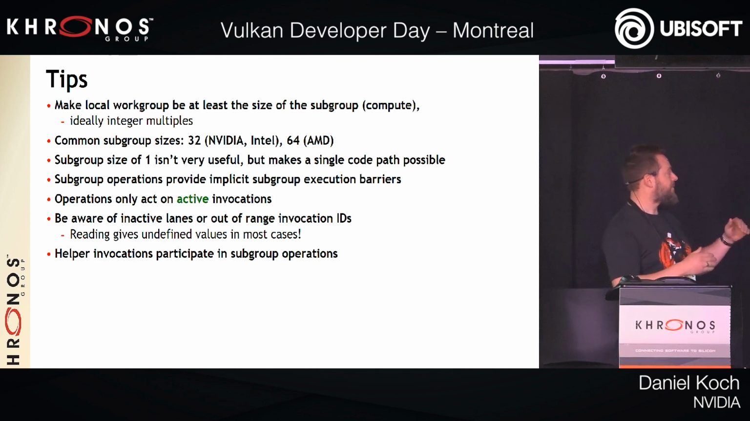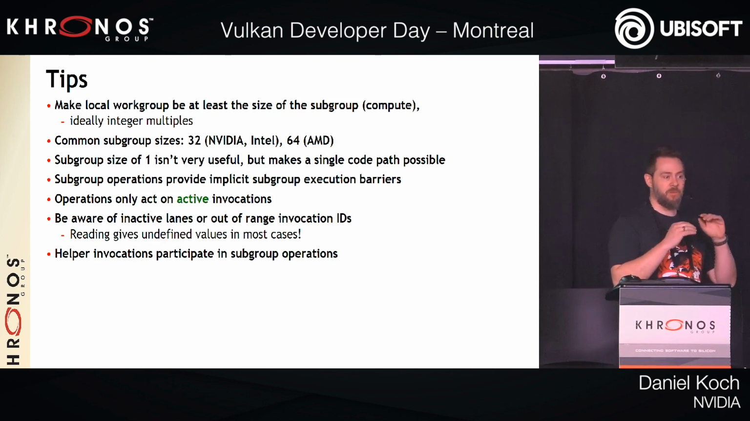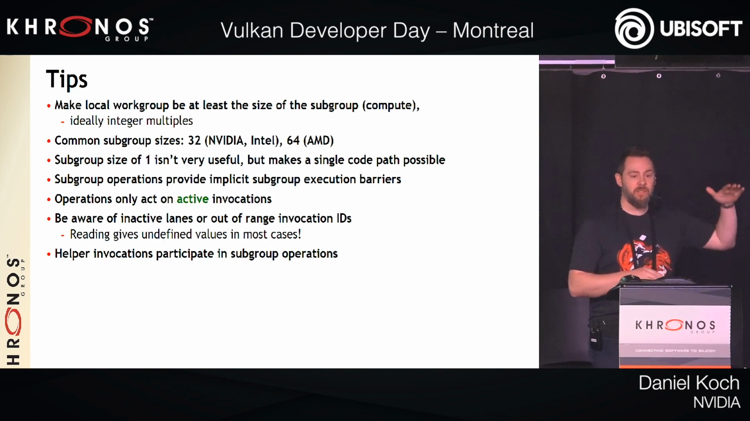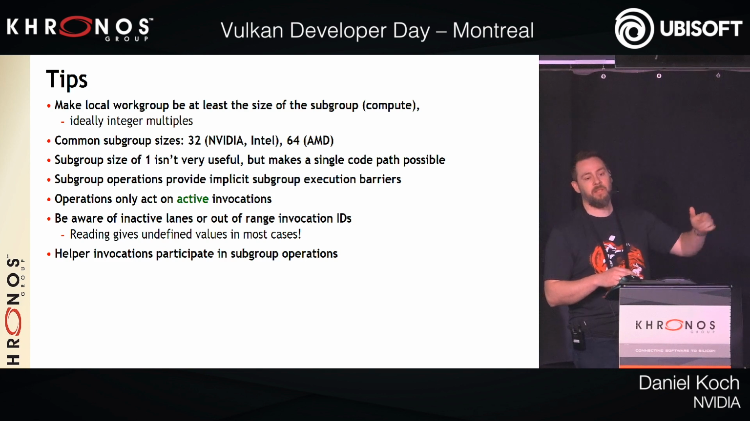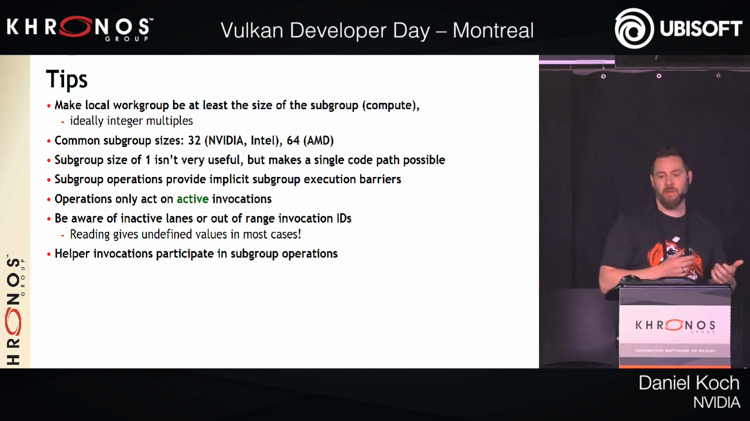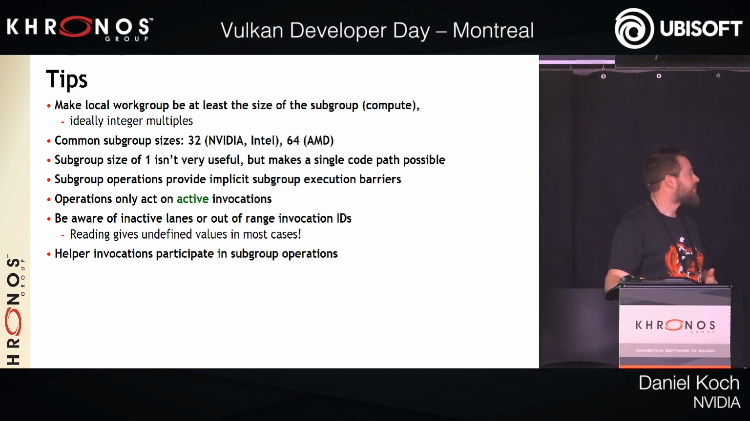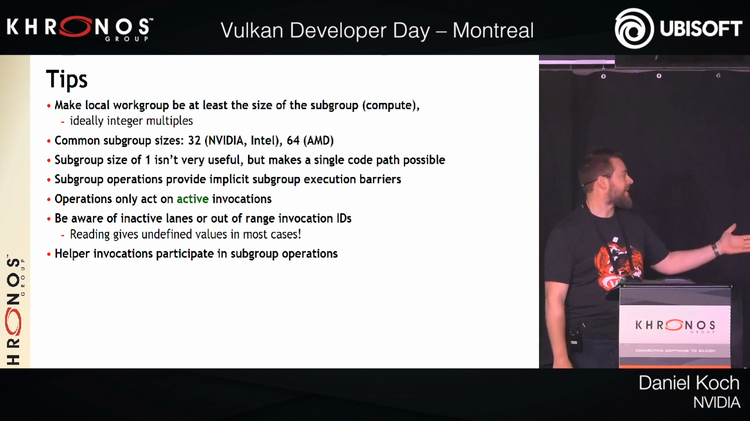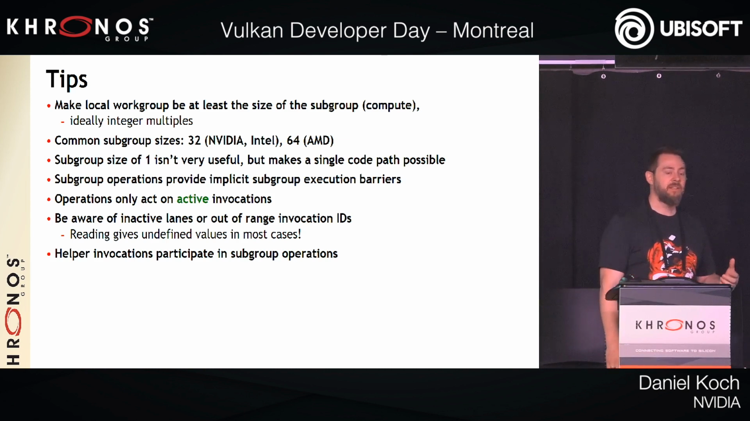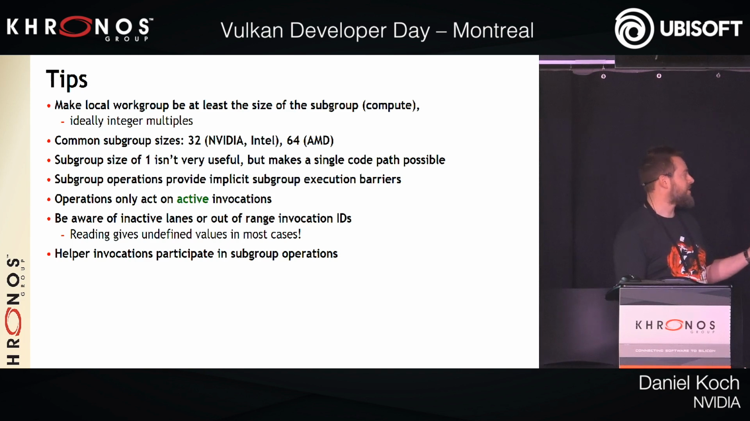If you use a subgroup operation, it's an implicit execution barrier. Basically, all the threads have to get to that point before any of them continue. For example, if you're doing an arithmetic operation, obviously all the values have to be available at the same time to do that. Operations only act on active invocations. This is very important to keep in mind, and also be aware of your inactive lanes or out of range invocation IDs. If you read from those, you're going to get undefined values in most cases, and things are just going to be weird.